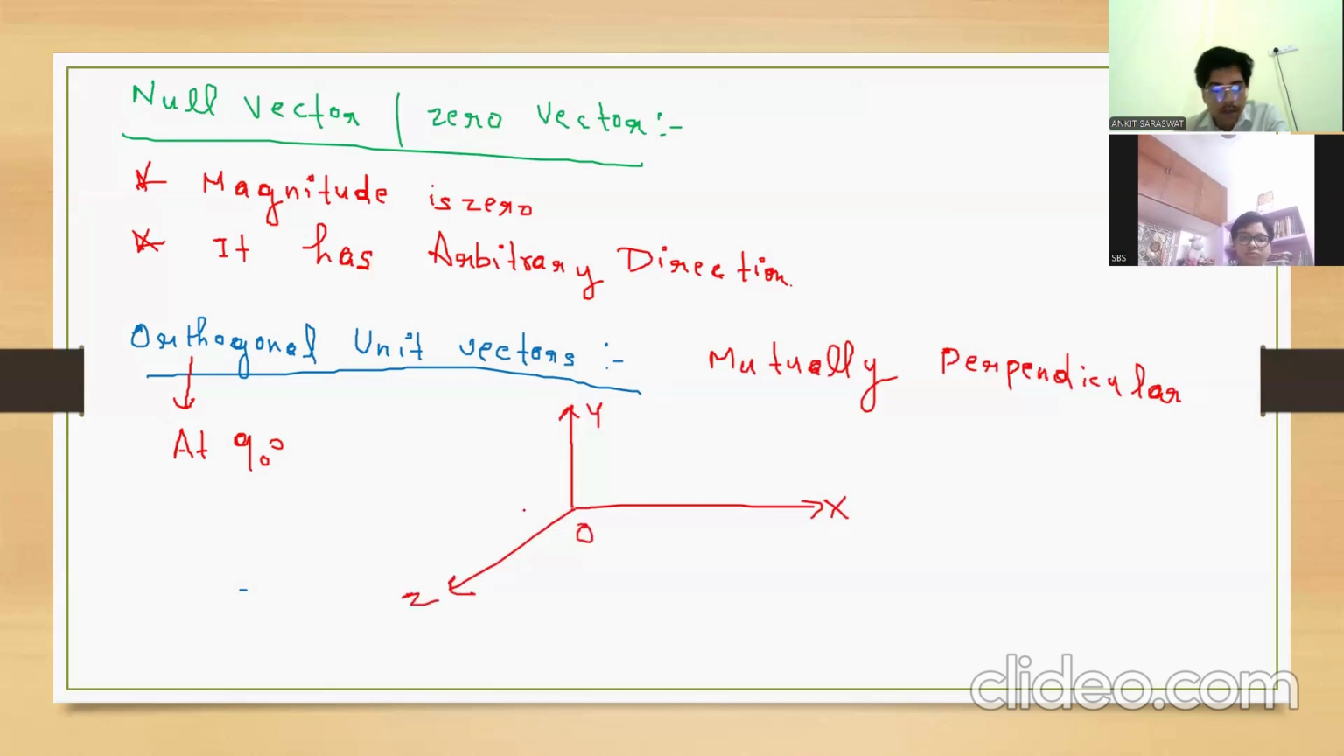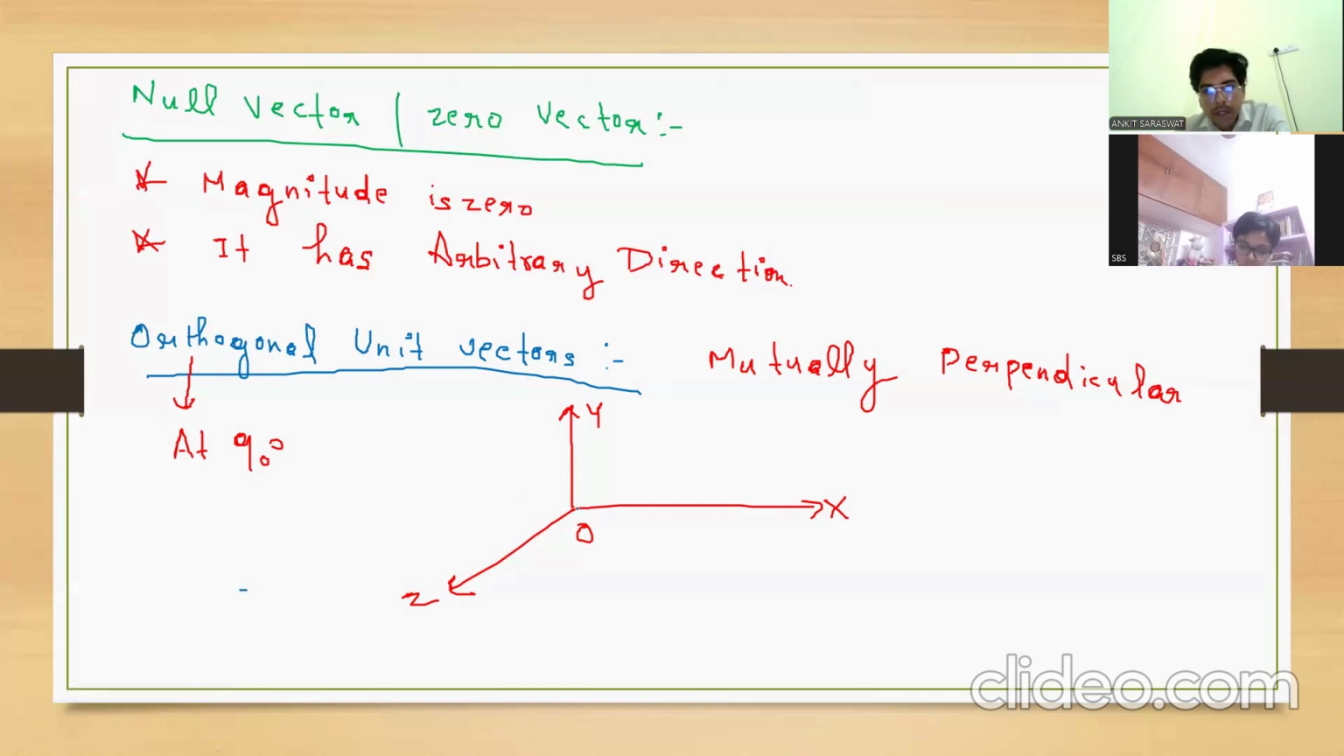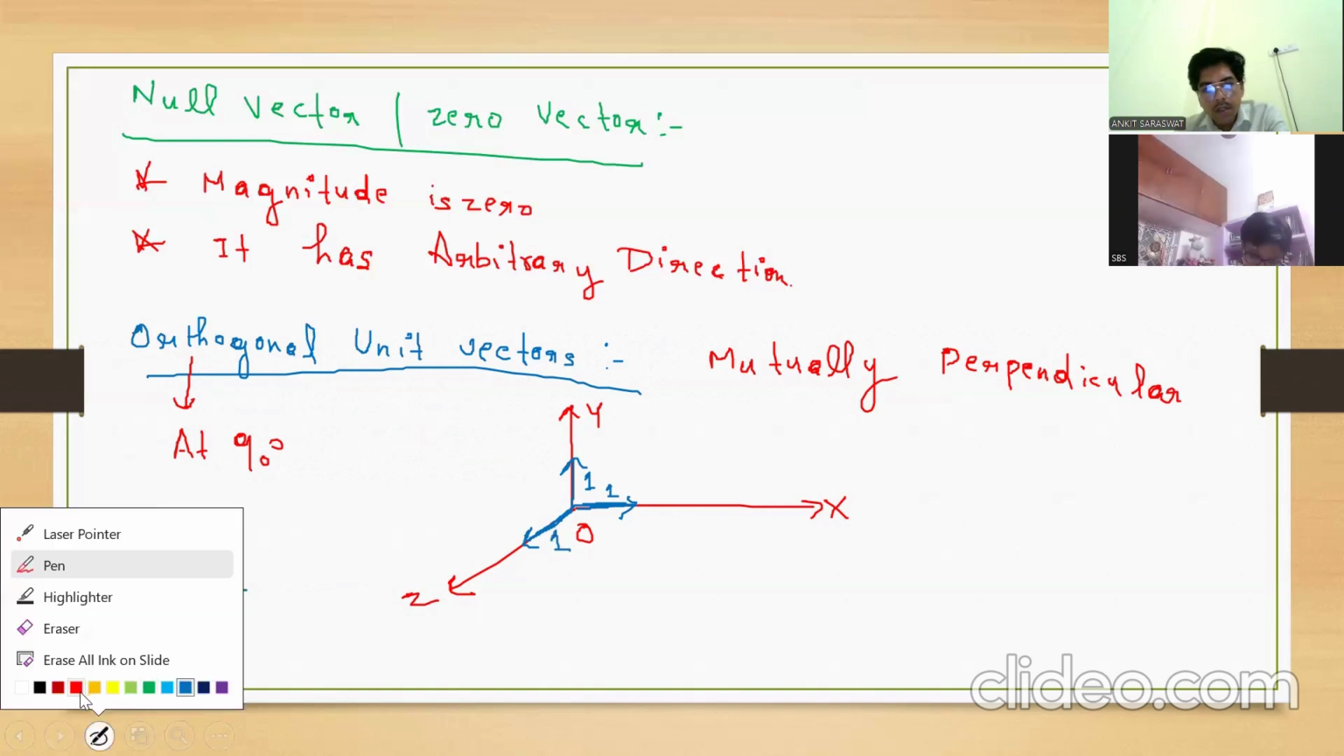Clear? Now, if I draw a unit vector, simply a 1 meter line like this, I have drawn a unit vector like this. Everyone has the same one magnitude. Unit means single unit magnitude. Clear? Yes, sir.